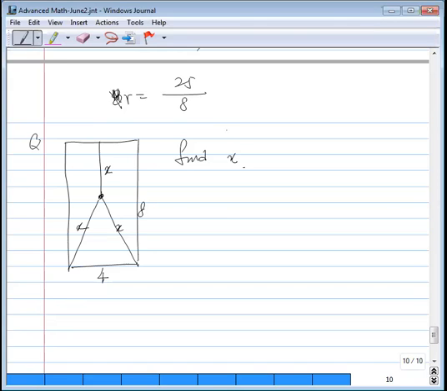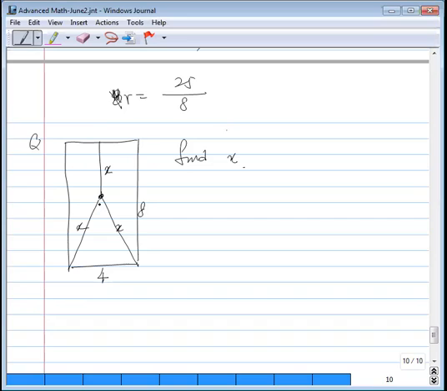x equals 5, Charleston says. Yes. 2 times square root of 5. All right, let's see what we get.